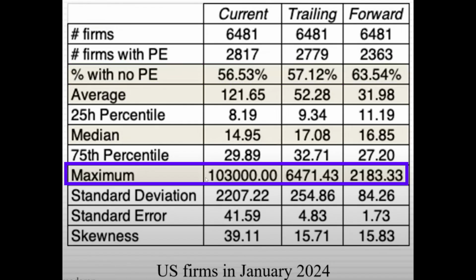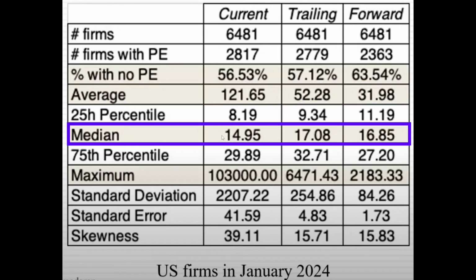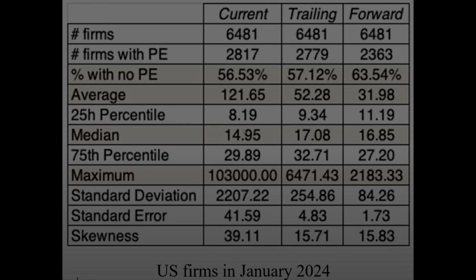The highest was 103,000 PE, and this of course increased the average that went to 121, and that's why we should instead consider the median. The median is like a normal company, is 15. So now that we know everything about the PE, only the most important question is missing.